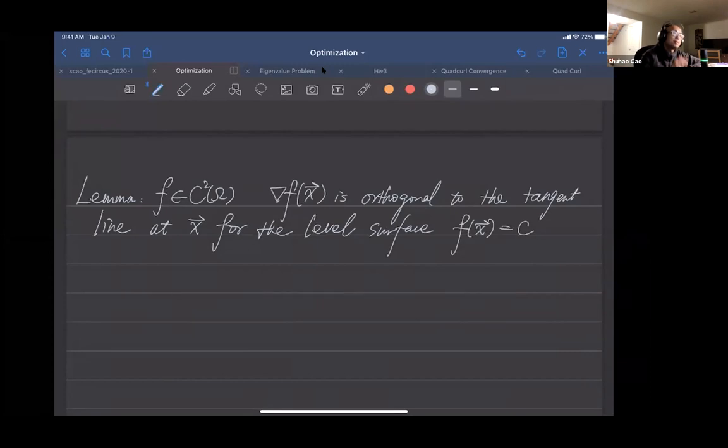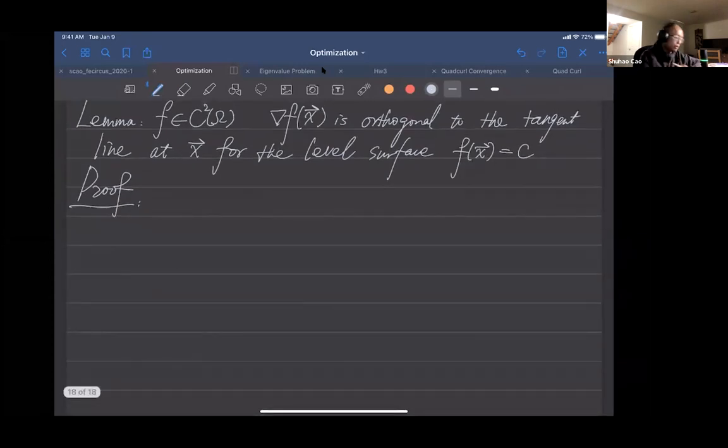Okay. So the proof is using parametrization. Let me draw a 2D picture. What happens here is we can parametrize this surface. For example, this is f of x equals c, and we can parametrize this surface using some parametrization. The parametrization we want to choose is a line, so we choose any line.